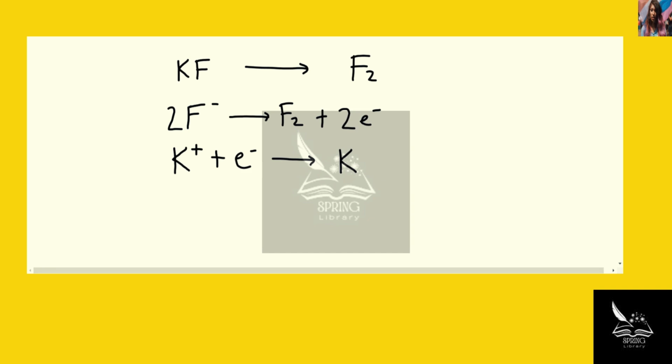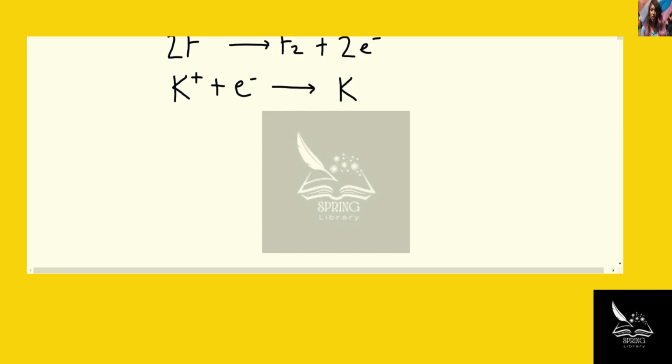Since F2 is a gas and we want to find the volume that it occupies, and we are given a temperature and a pressure, then we must need to find the number of moles of F2 that were produced so that we can use the ideal gas law in order to find the volume.